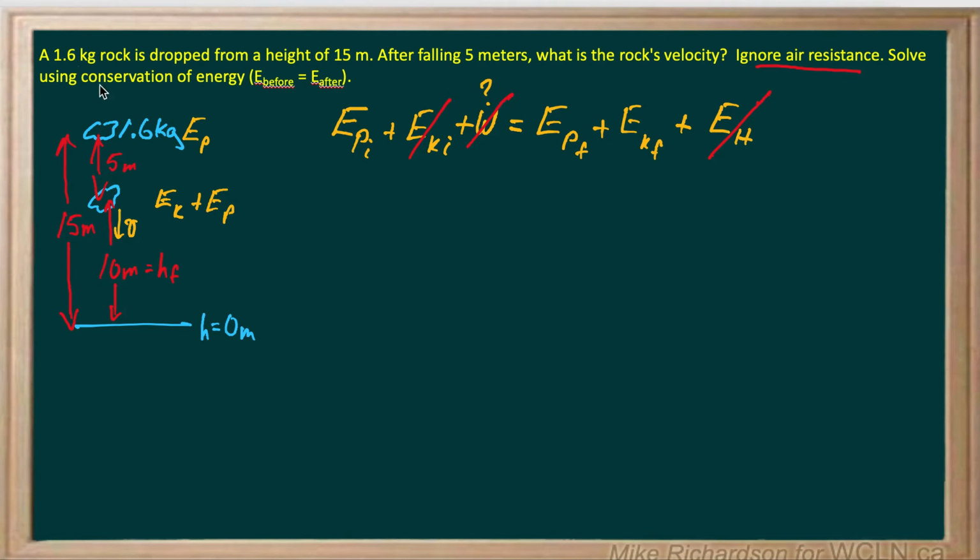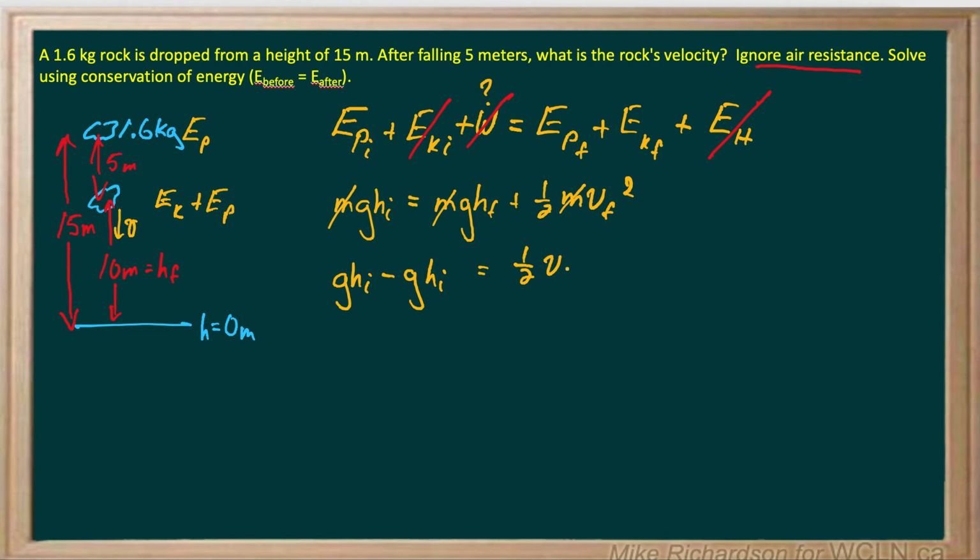So let's write down our formulas. mgh initial gets converted to mgh final plus 1/2 mv final squared. Now once again, if you've got an m in every single term, you can cancel it all off. So the mass, once again, does not matter. Now we're trying to find our final velocity. So let's get rid of this gh final by subtracting it from both sides. So I get gh initial minus gh final is equal to 1/2 v final squared.